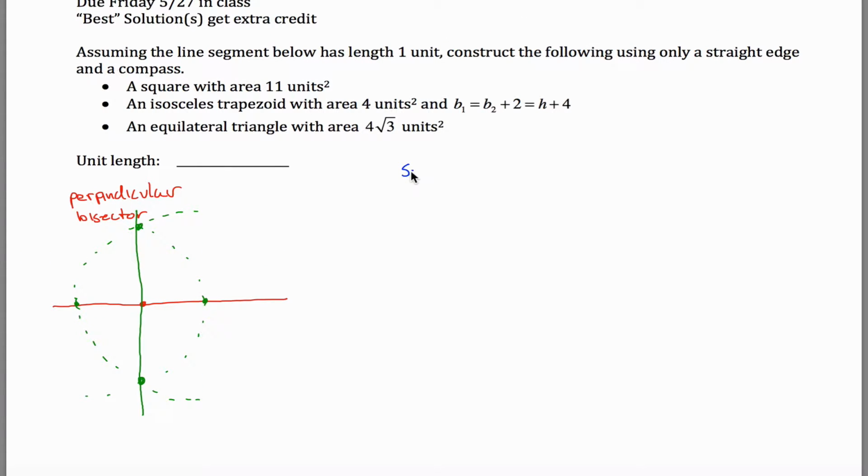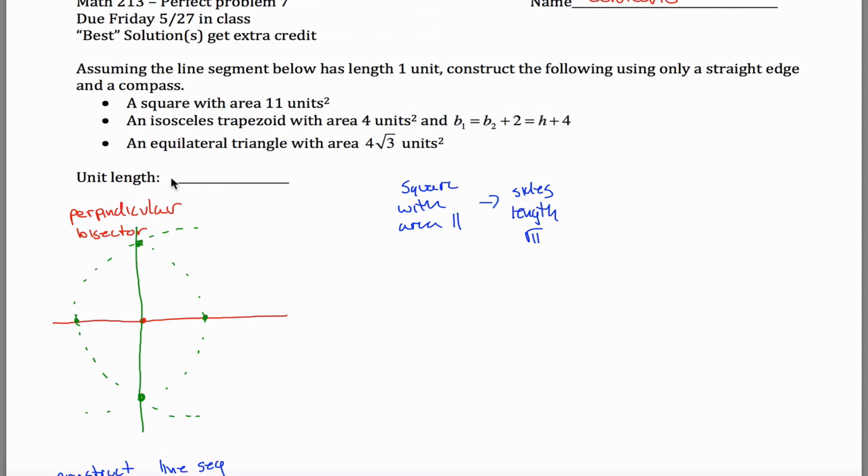Let's see, a square with area 11 would have sides with length the square root of 11. So how do I construct a line segment that's the square root of 11? Well, let's see, down here maybe. Construct a line segment with length square root of 11.